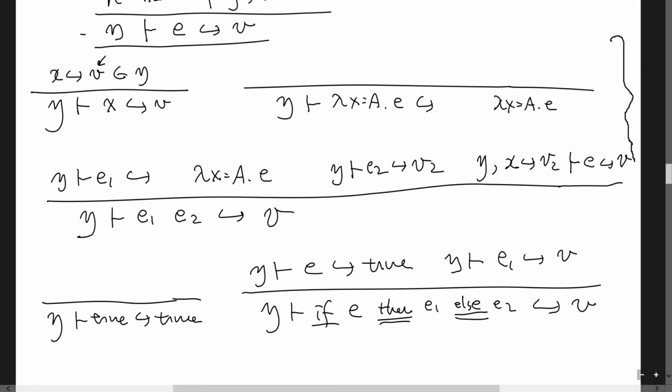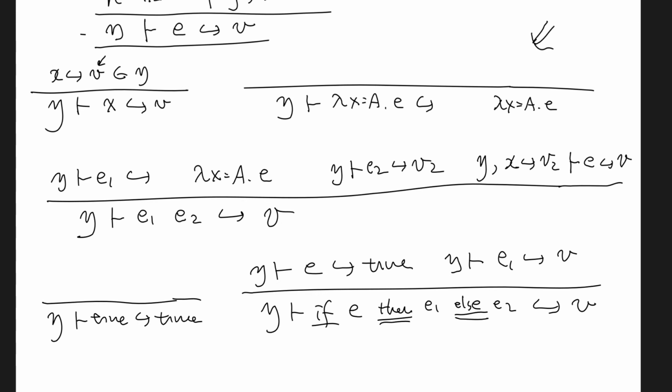But this is our first attempt, which implies that there's something wrong with some of these rules. All these rules look quite innocent, but there's some serious flaw in the design of some of these inference rules.